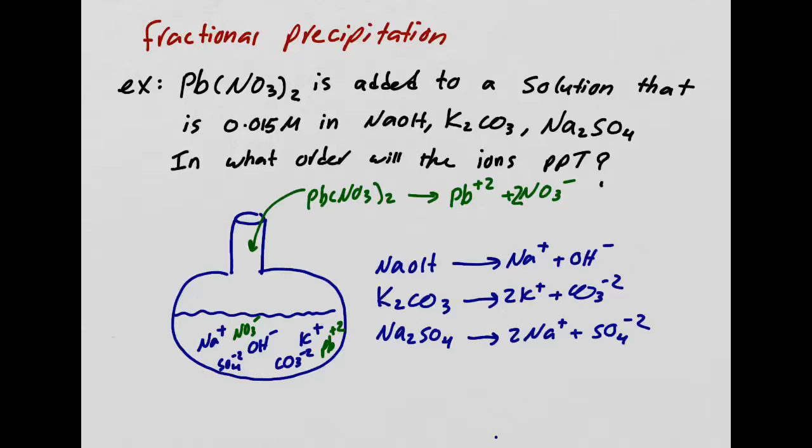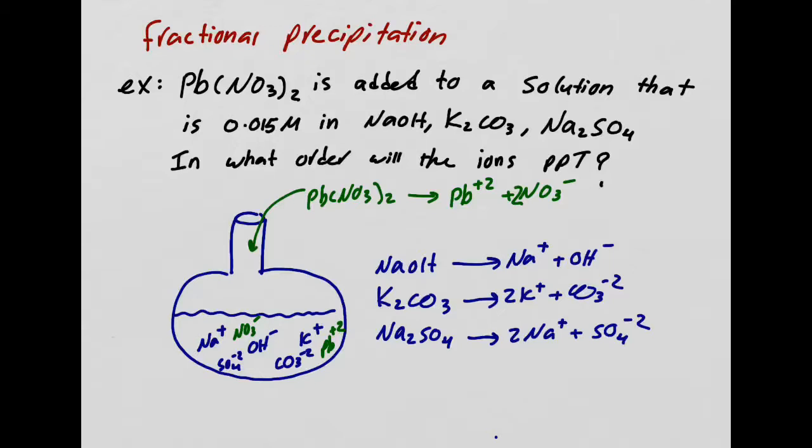Now, Pb could combine with potassium, with... not potassium. Pb could combine with what? It could combine with carbonate, with hydroxide, and with sulfate. Again, this is plus. It cannot combine with another plus, right? You can't have two cations together. To have an ionic compound, you have a plus, you have a minus. You have a cation, you have an anion.